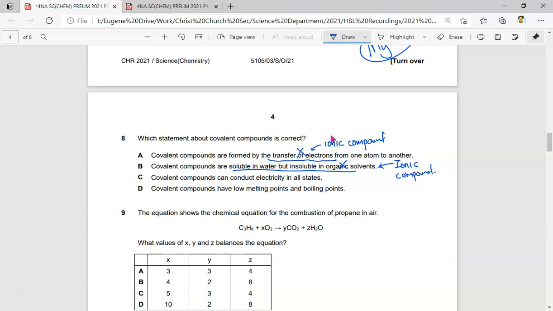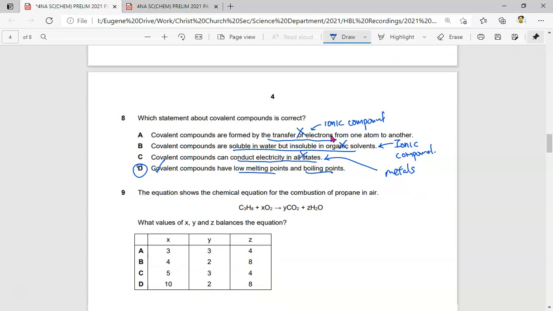Okay, next one. Covalent substances or covalent compounds can conduct electricity in all states. This is also wrong. This is actually for metals. Last one, covalent compounds have low melting and boiling points. Yes, this is correct. So take note, covalent compounds have low melting point and low boiling point.